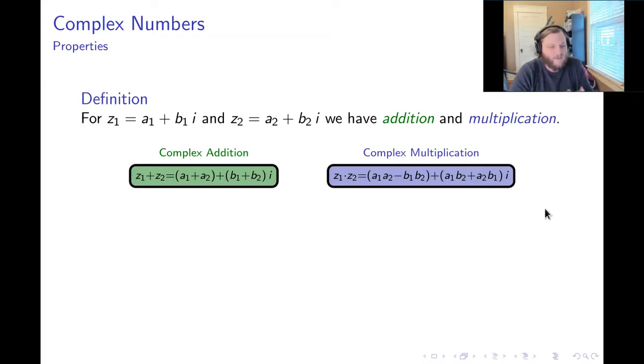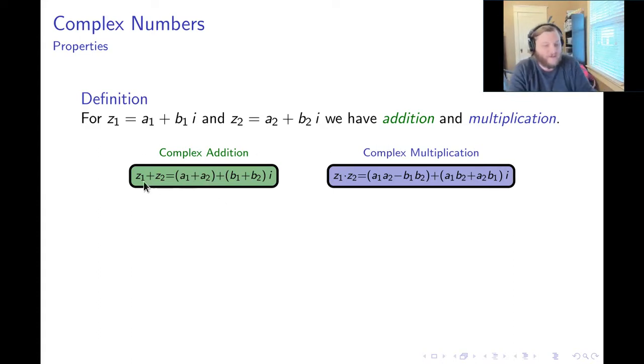So what about the algebra or arithmetic of complex numbers? Well, we can take two complex numbers, z1 equals a1 plus b1 times i, and z2 equals a2 plus b2 times i, and we can, for example, add them together. The rules for addition are straightforward.